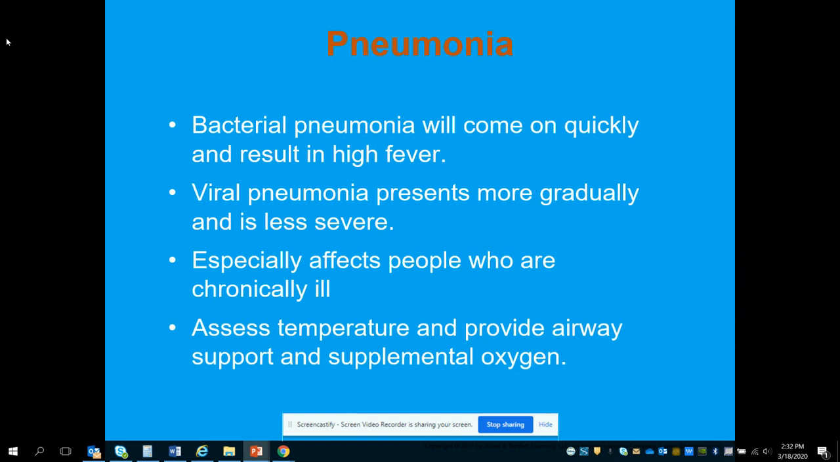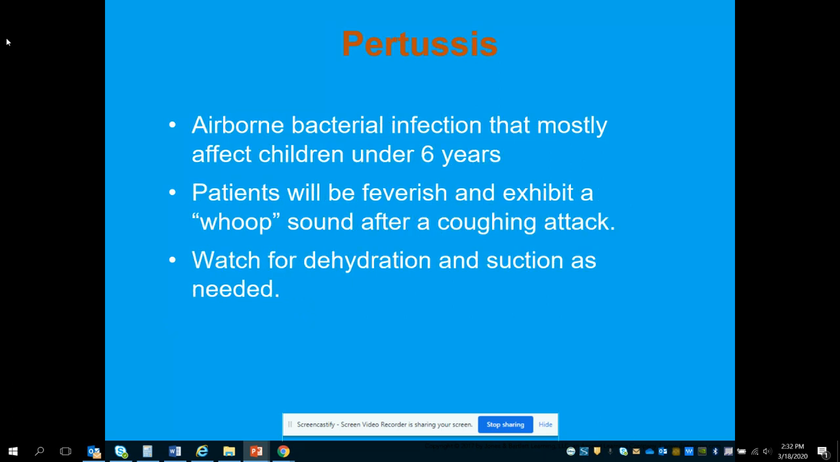Again, not much that we can do for this in the pre-hospital world, but taking them to the hospital for assessment and long-term definitive treatment is really the best option. Pertussis, or whooping cough, is an airborne bacterial infection that mostly affects children under 6 years old. The patients will generally be feverish and have a whooping sound after a coughing attack. We want to watch for dehydration and suction as needed.